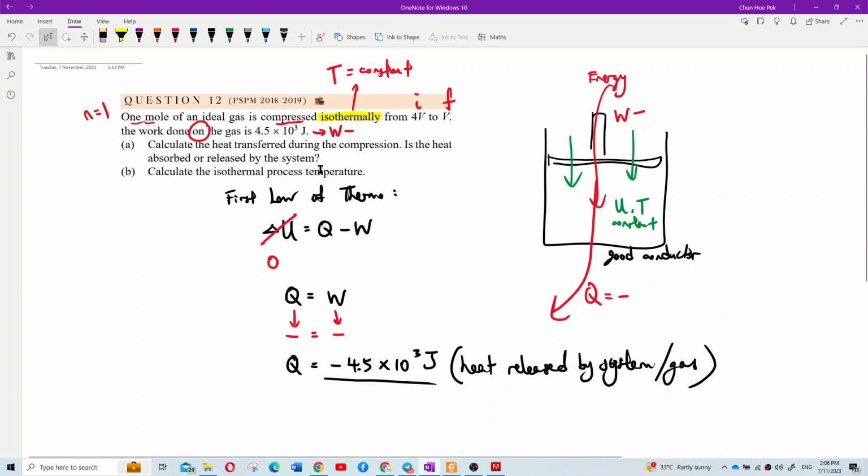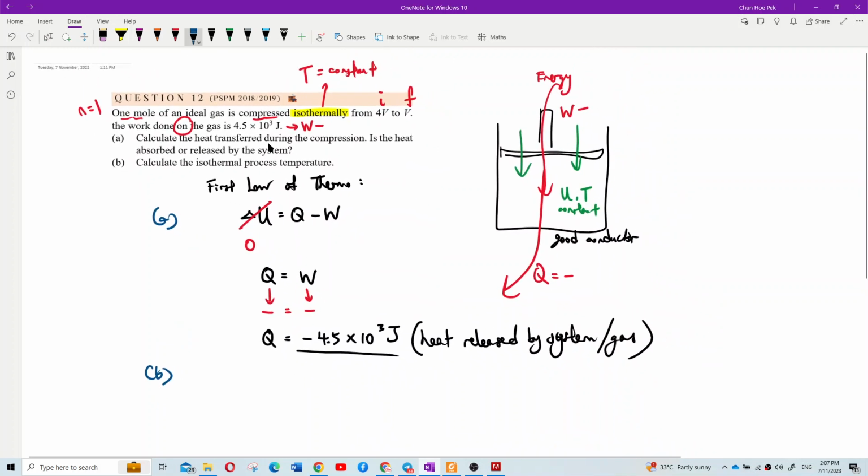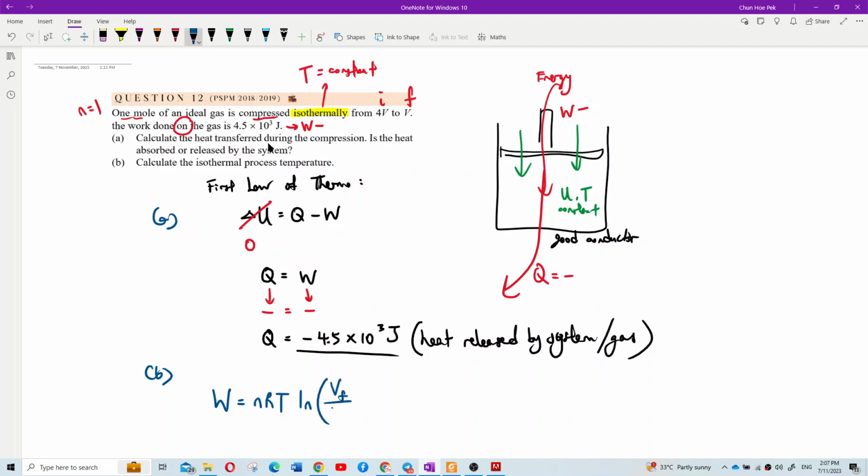Okay, calculate the isothermal process temperature. Oh, calculate the temperature. Question B, temperature. For this one, use the formula of work done because you already have the work done. So work done equals nRT ln of what? V final over V initial.